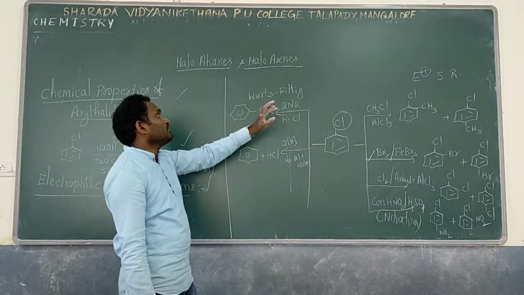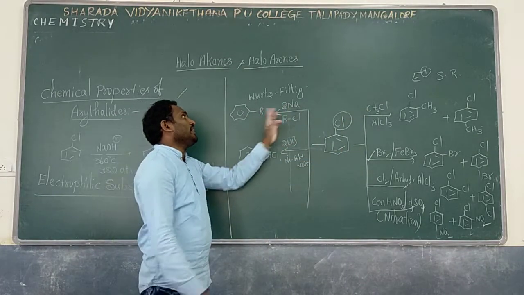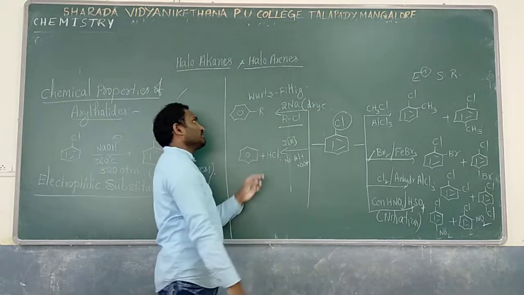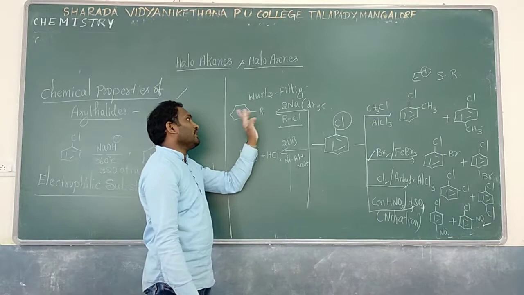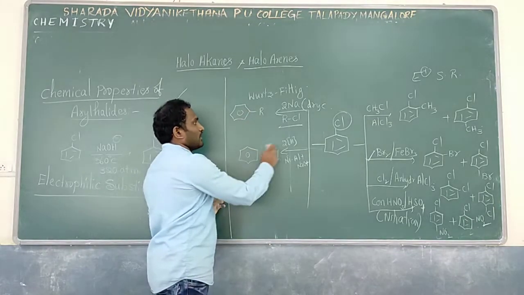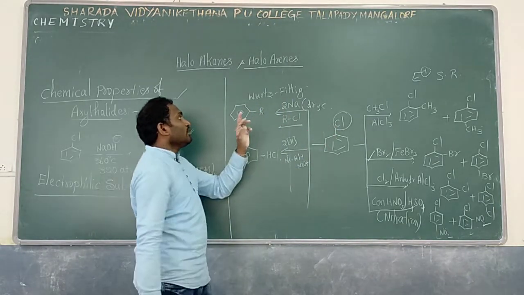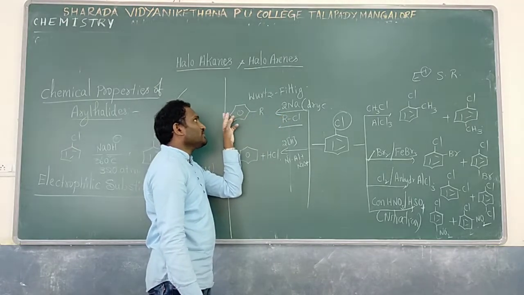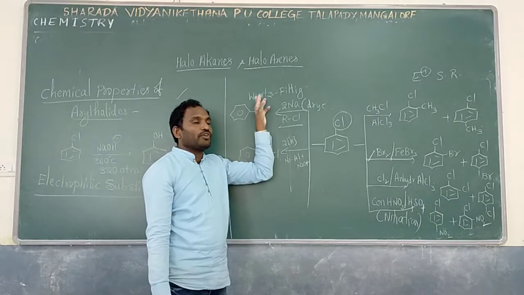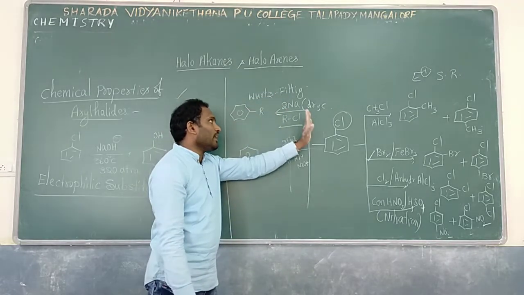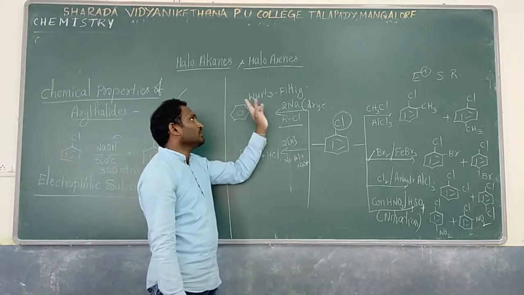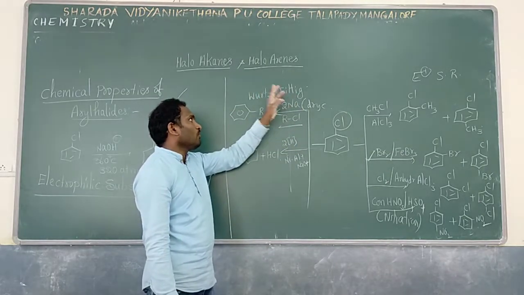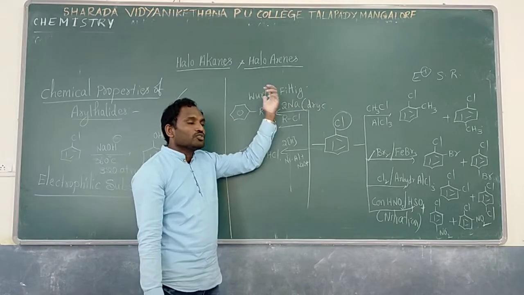Next one, this you already know, Na in dry ether. Alkyl halide we took. So, alkyl halide and aryl halide, if you take, what happens, this alkyl group will be substituted here. This alkylbenzene we get. This is called Wurtz-Fittig reaction. One aryl halide and one alkyl halide, if present, Wurtz-Fittig reaction. If both are aryl compounds, Fittig reaction. If one is alkyl and one is aryl, Wurtz-Fittig.